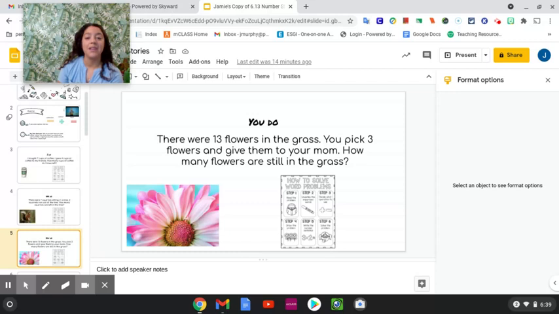Great. You pick 3 of them. So what are you going to do with 3 of those flowers? How many flowers are still in the grass? Did you write your number sentence? In the media recording, you'll hold it up and show me how many flowers are still in the grass. If you're not done with this one, pause the video. If you are done, we're going to move on.